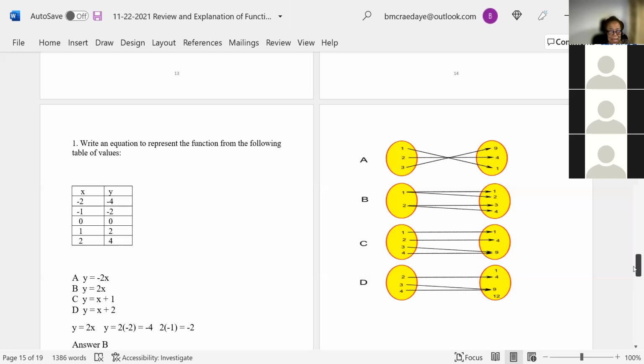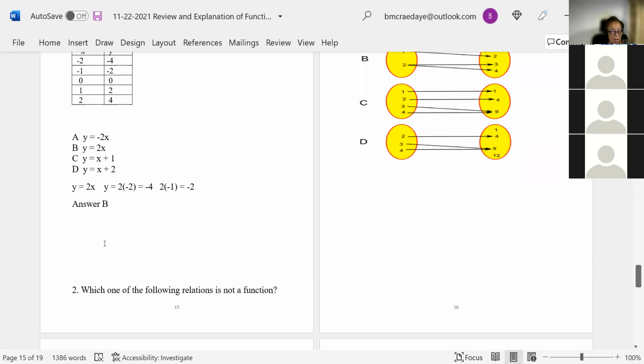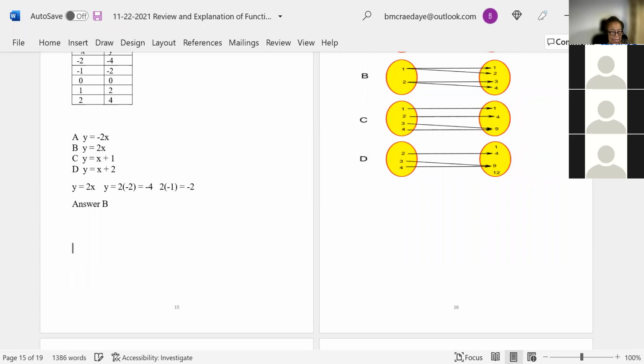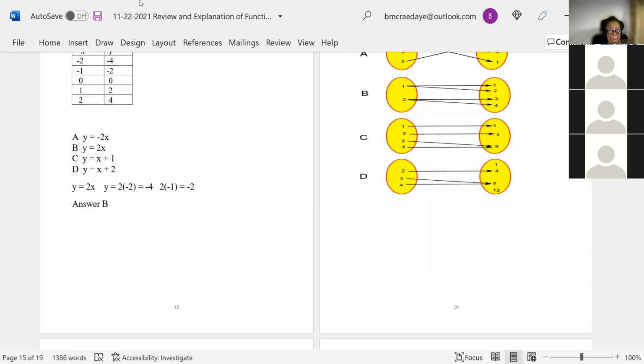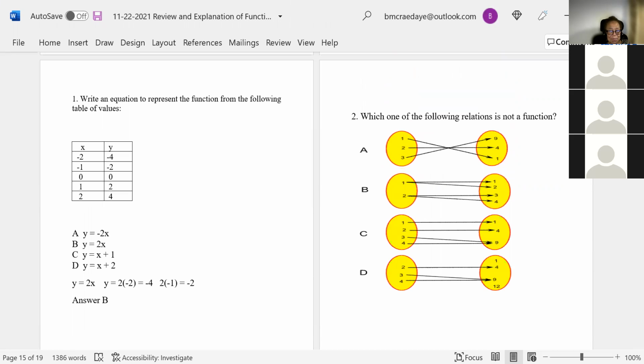Now, the next one, Latoya, which of these is not a function? Now, this is from a mapping. Audrey, what we said about mapping, we must have 1-to-1 for X and Y, right? If you have X mapping to more than one Y, then it's not a function. Now, this is asking you, which of these following relations is not a function?